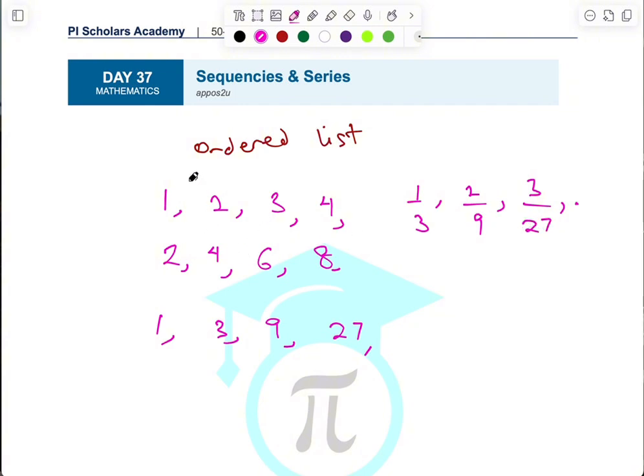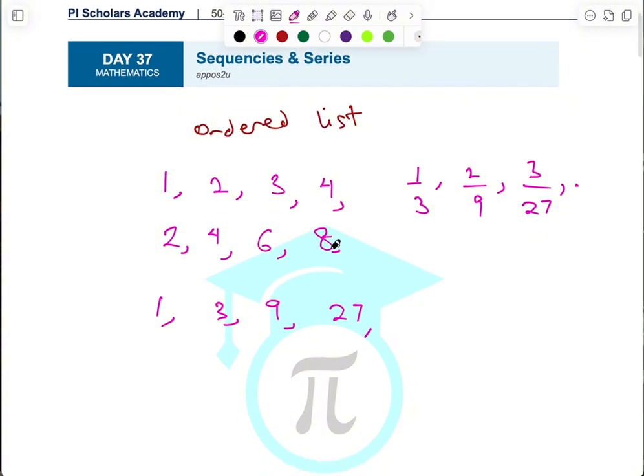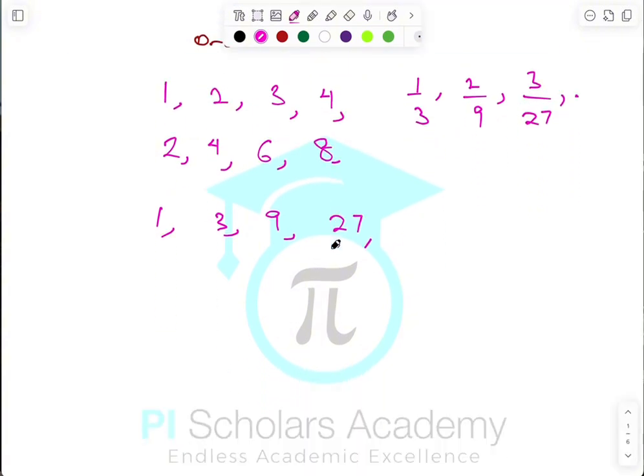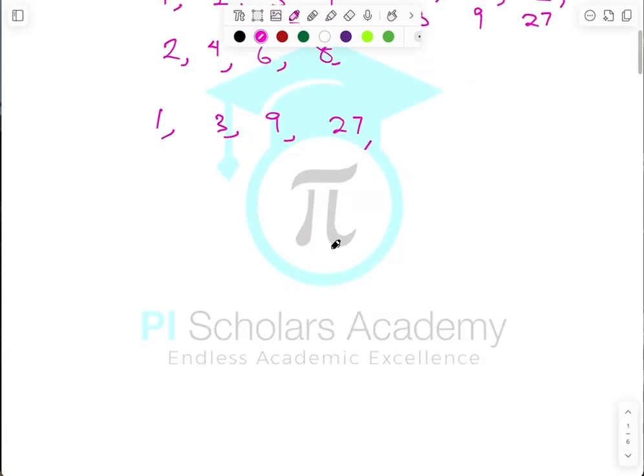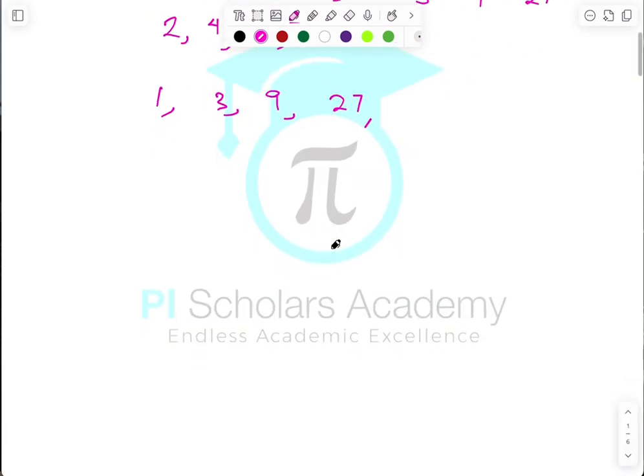So back to what sequences are. Sequences are ordered lists that follow a specific rule. And one of the things we know about sequences is that a sequence can be finite or infinite. So what do we mean by a finite sequence and what do we mean by an infinite sequence?